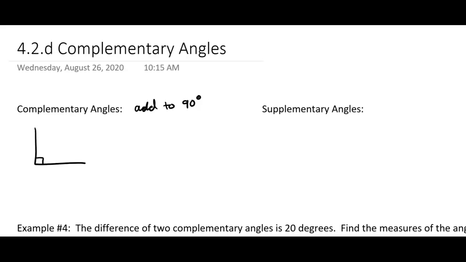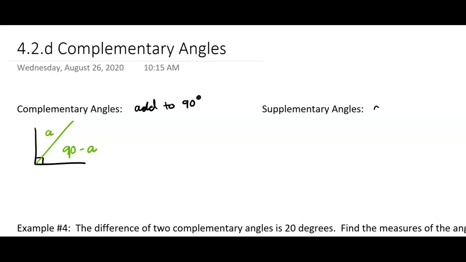Okay, so if I have two complementary angles, they add up to 90 degrees. So maybe I'll just draw a line in there and say this angle is A. Well, then the other angle has to be 90 minus A, because they have to add up to 90 degrees. So if you had an angle that was 30 degrees, then the complement would be 60 degrees. Okay, I'm hoping that makes some sense.